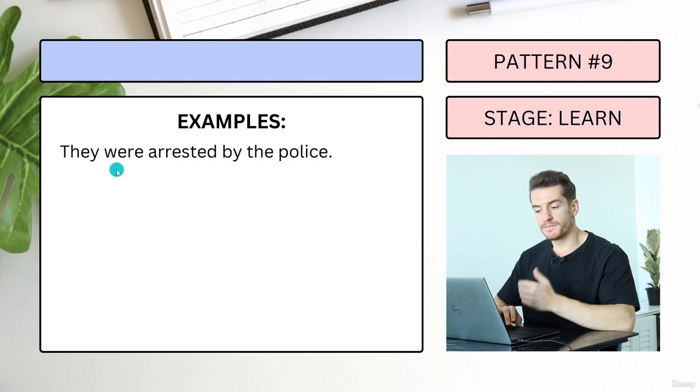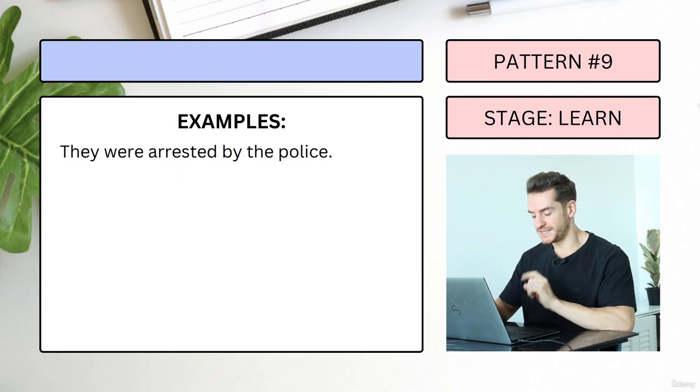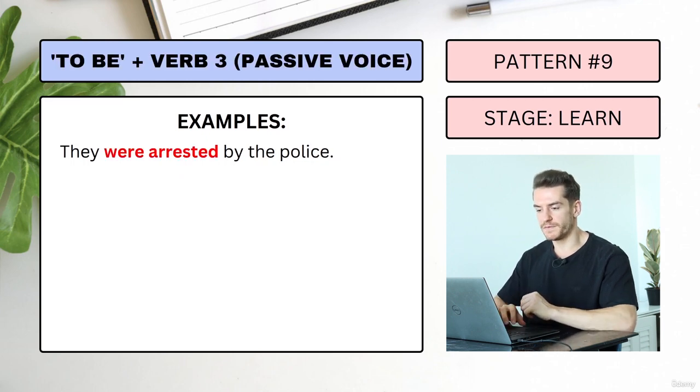We've got the verb to be, were, and we've got which verb, guys? Is this verb 1? No. Verb 2? Okay, maybe. Or is it verb 3? Yes, it is verb 3. So the pattern number 9 is to be plus verb 3 when you're using the passive voice. And remember, we talked about the passive voice in the last lesson.